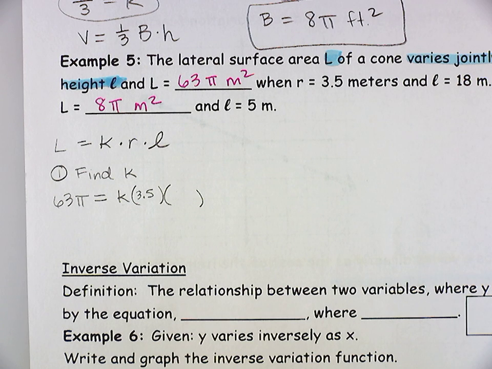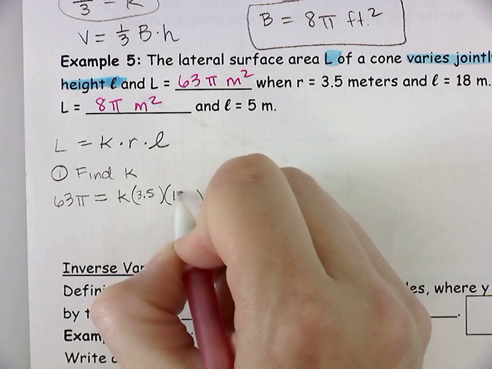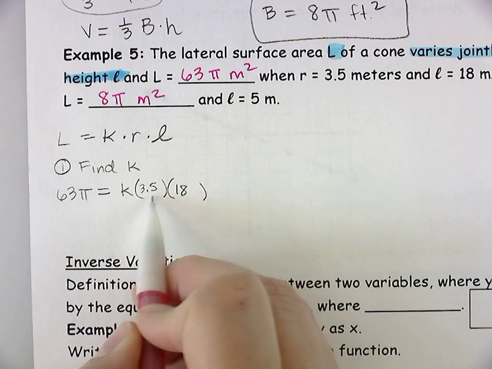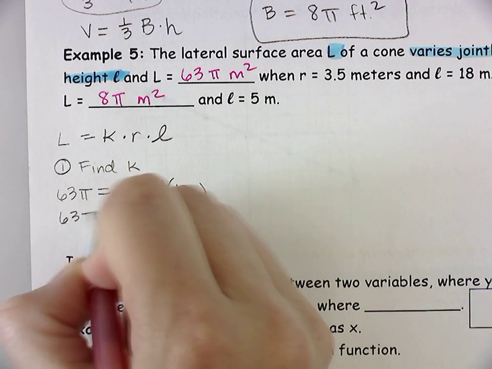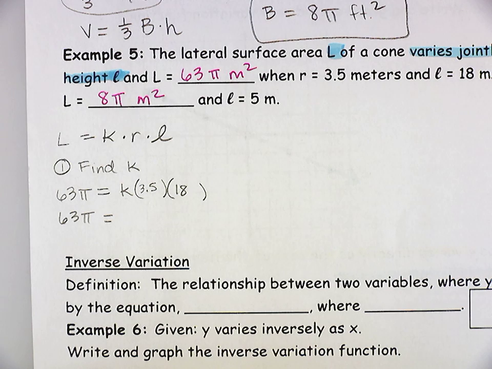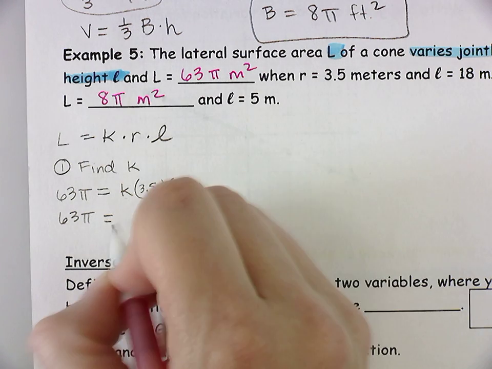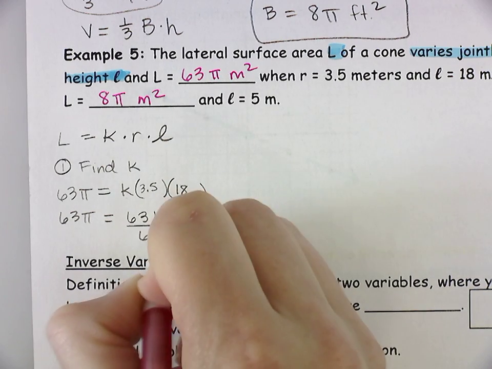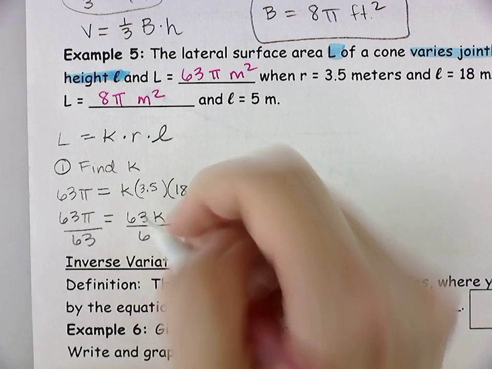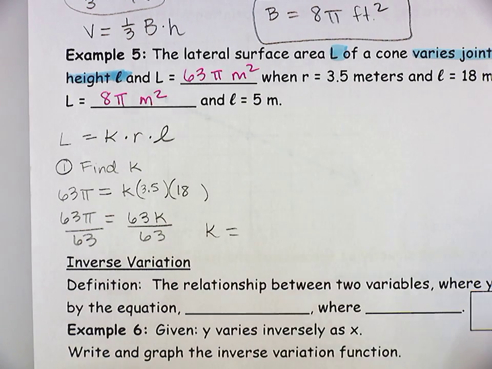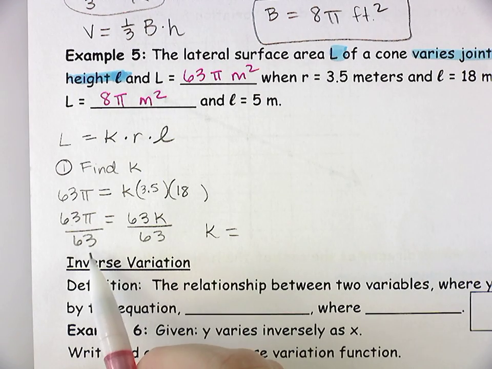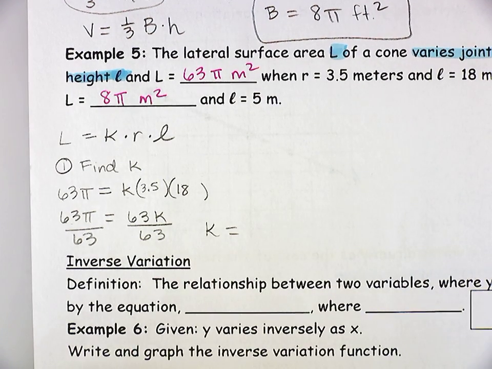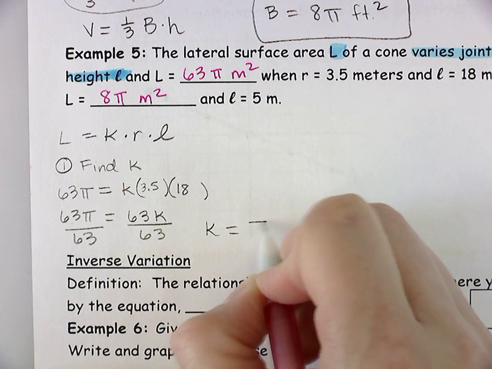Okay, and then what we're going to do is plug those in, and when you're multiplying, we're going to multiply by these first. So we're going to do 3.5 times 18. Did we already do that? 63. Okay, good. So you're going to get 63K. So we're going to divide by 63. Now, we know that anything divided by itself is 1. So 63 divided by 63 is going to be 1, but what am I going to be left with? Pi. Yeah, good, okay? And so that is exactly what I'm going to plug in.